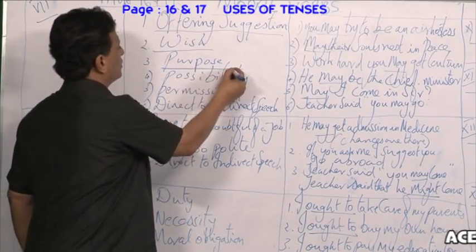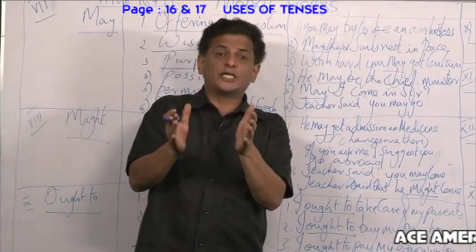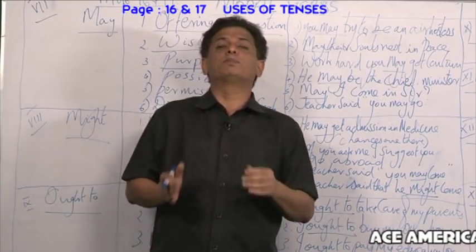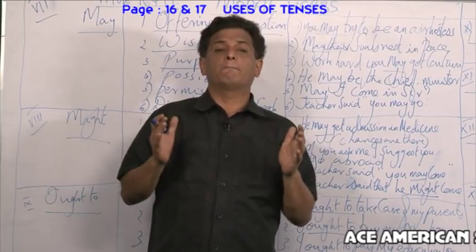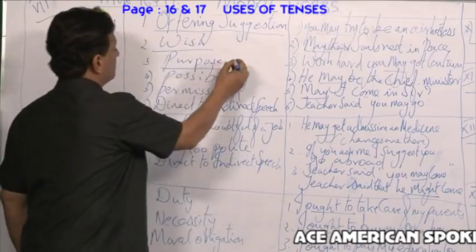The third place where you use may is purpose. Work hard, you may get centum. There is a purpose behind the usage of may. Work hard, you may get centum. So you are saying a purpose is there.